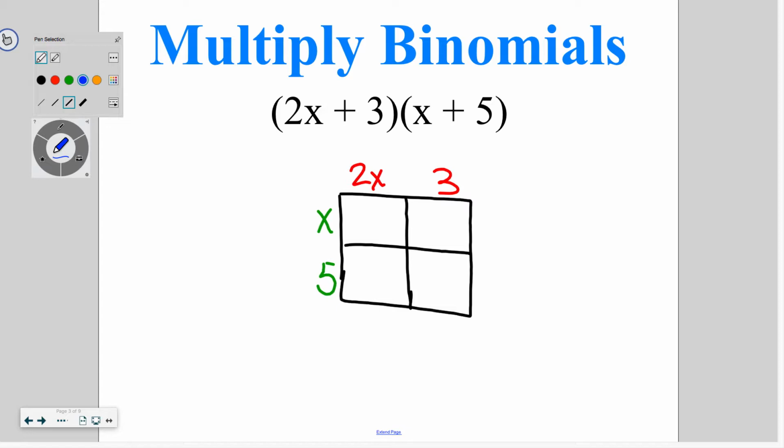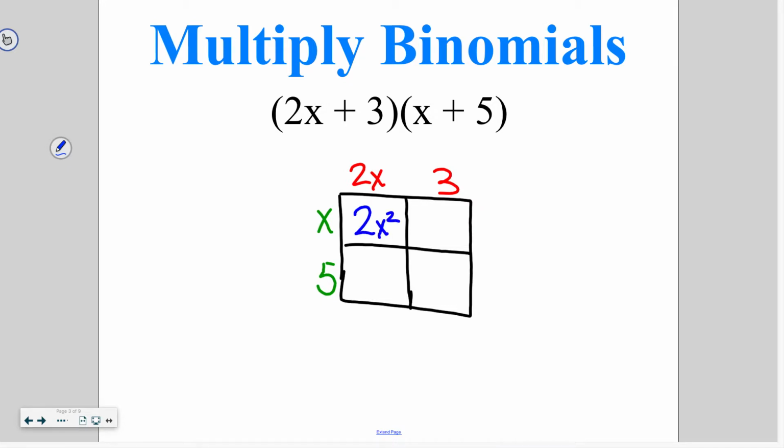Again, when you are finding that inside piece of the box, you are multiplying. So x times 2x is 2x squared. x times 3 gives me 3x. 2x times 5 gives me 10x, and 5 times 3 gives me 15.